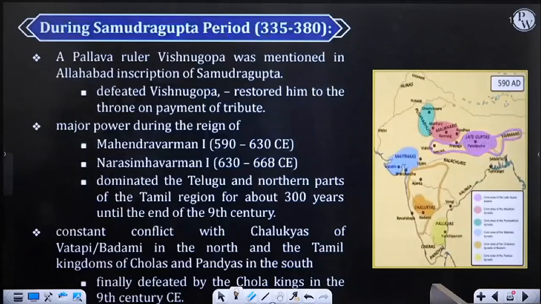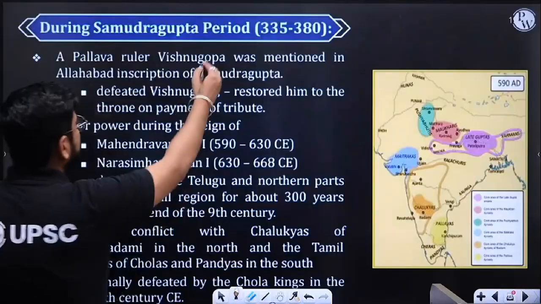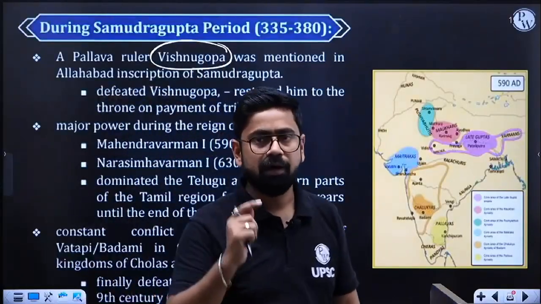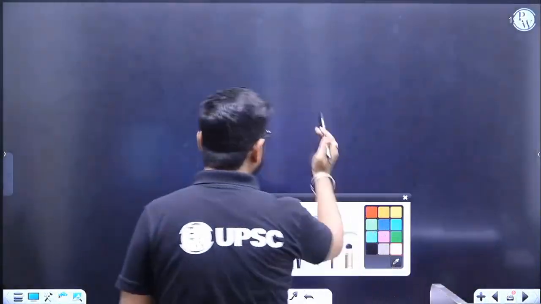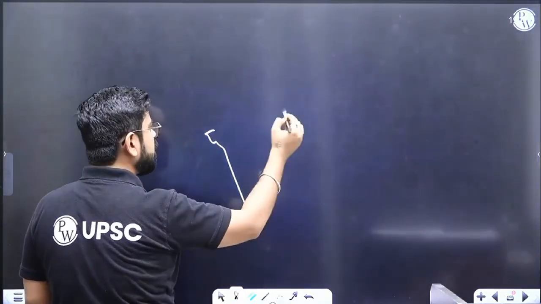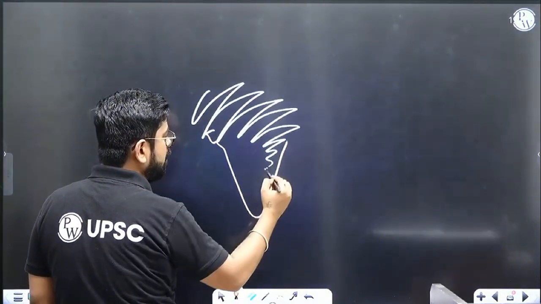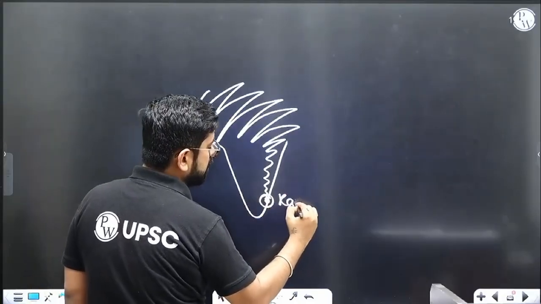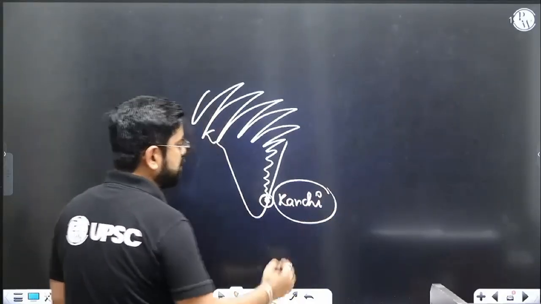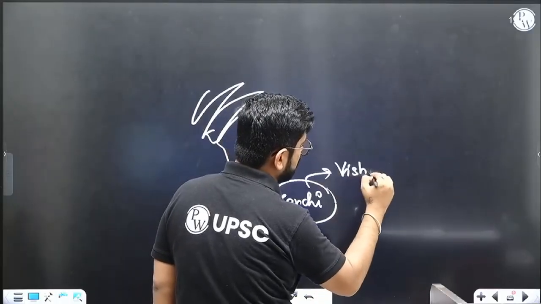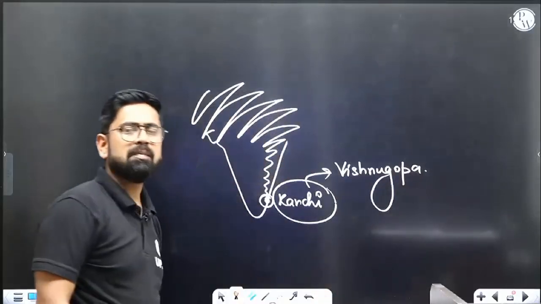Now, before this, there is one more name which comes, which is Vishnu Gopa. Why are we discussing Vishnu Gopa? If you remember, once upon a time in Gupta era, we were talking about a Napoleon, who had gone to south, attacked Kanchi and reinstated the king over here. So this king is Pallava king, and his name is Vishnu Gopa.